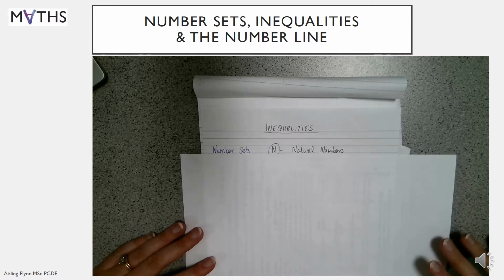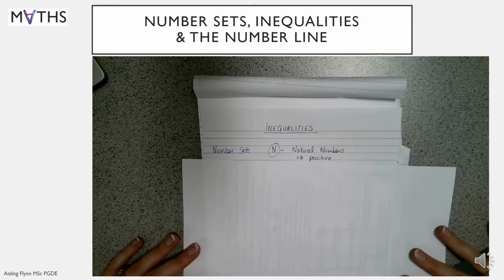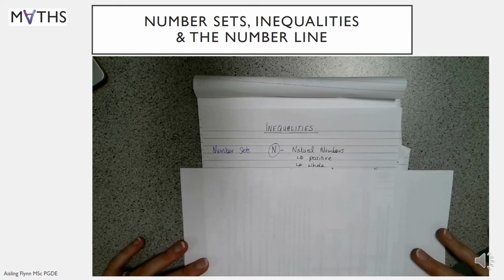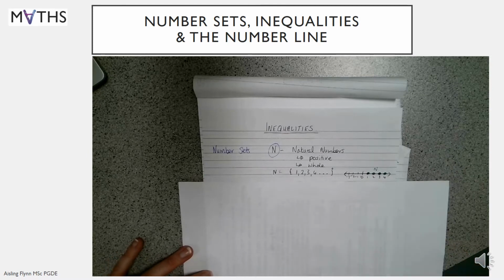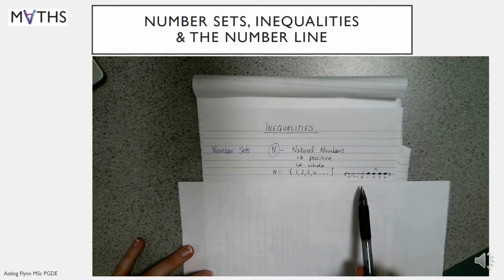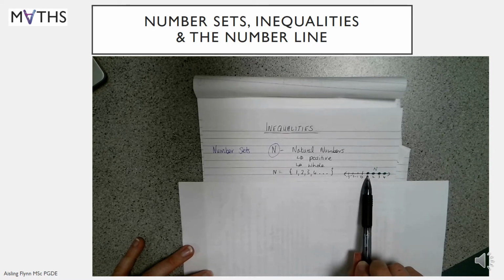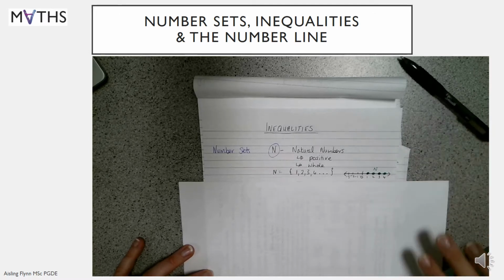So the letter N represents the natural numbers. What are they? They are positive whole numbers, or full numbers, okay, nothing between. N equals 1, 2, 3, 4 and so on, and on the number line here you can see the natural numbers marked using discrete dots. Okay, 1, 2, 3, 4.